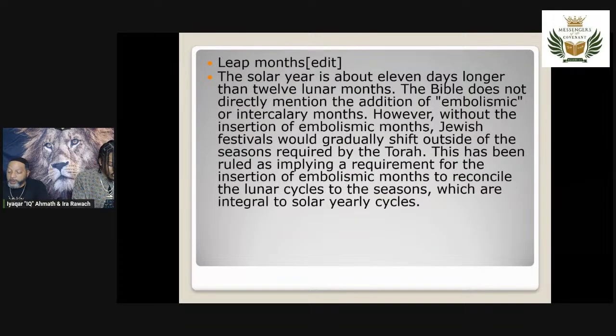Now, this is where we want to talk about. This year in particular, we're having what's known as a leap month or intercalary month. That's when we add an extra month onto our calendar in order to maintain our feasts and our seasons, okay? It's very important because Leviticus 23 tells us, which we'll read later, that all of our feasts have to be kept in their proper season.